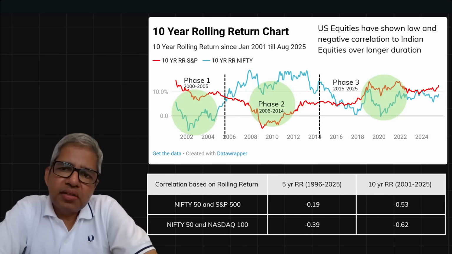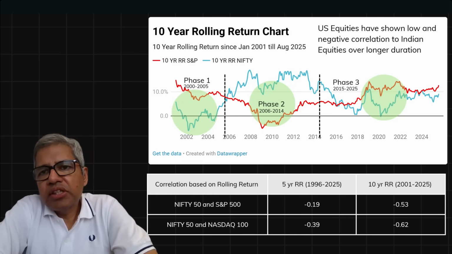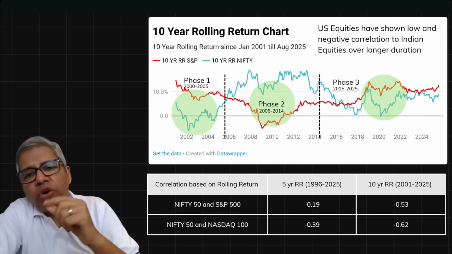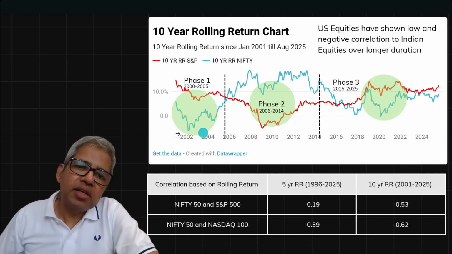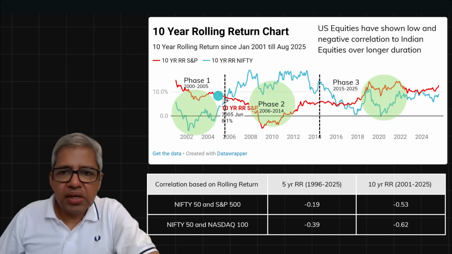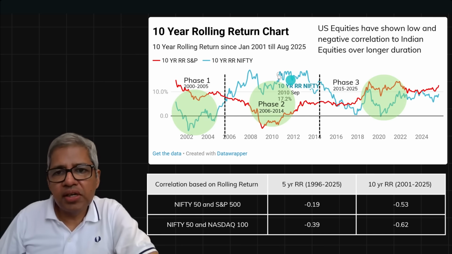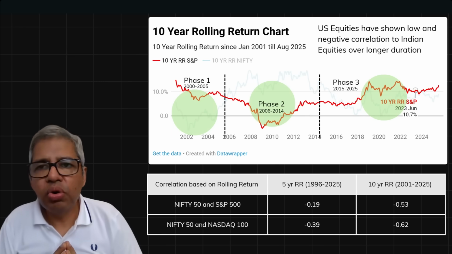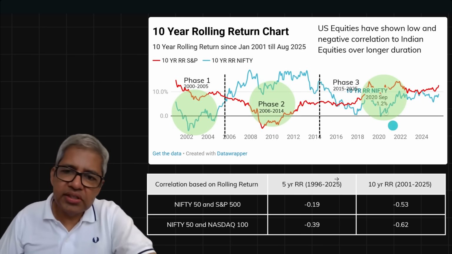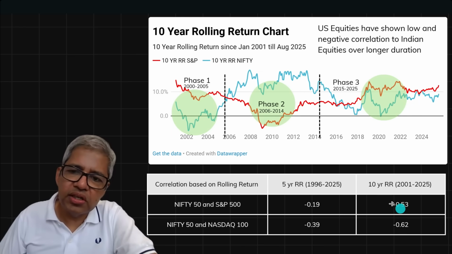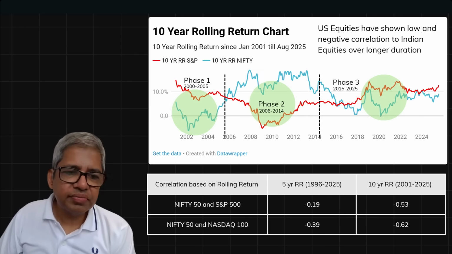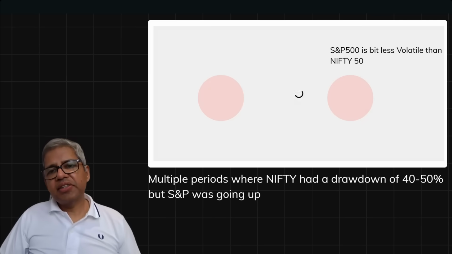When we see the entire picture, US equities have shown low and negative correlation to Indian equities over a long duration. This is the key for diversification: when the Indian market is doing well, the US market is not doing well, and when the US market is doing well, the Indian market is not doing well, and so on. So there is very low correlation between the two. You can see here in 5-year rolling returns and 10-year rolling returns, the correlation is actually negative, and it's low.